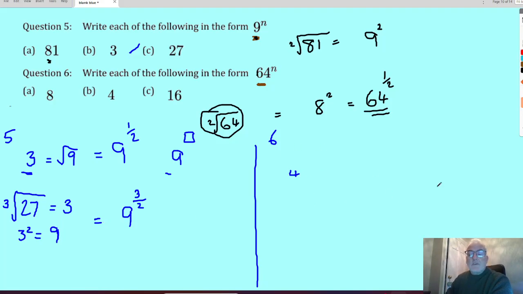So question 6. I've got the number 4. It needs to be 64 raised to a power on this one. Okay, so how do I get from 4 to 64? Well, I need to cube that. Okay, so if I cube that, that will get me from 4 to 64. So if I cube root 64, that's going to get me down to 4. That's what I want. Okay, how do I write 64 raised to an index that shows a cube root? 64 to the 1 over 3.